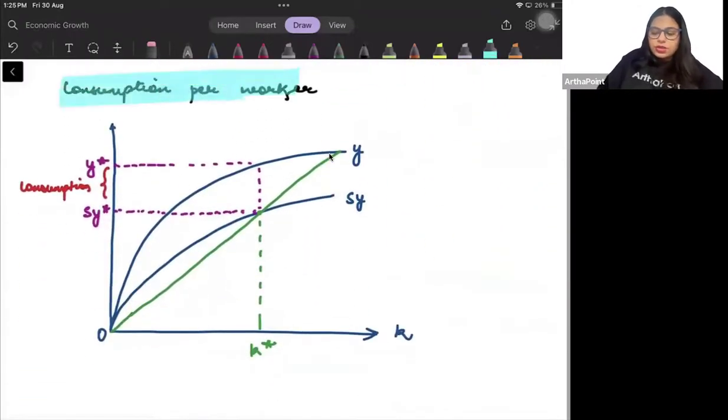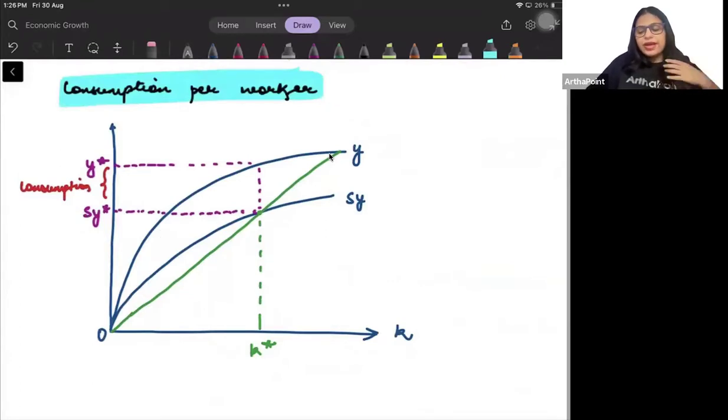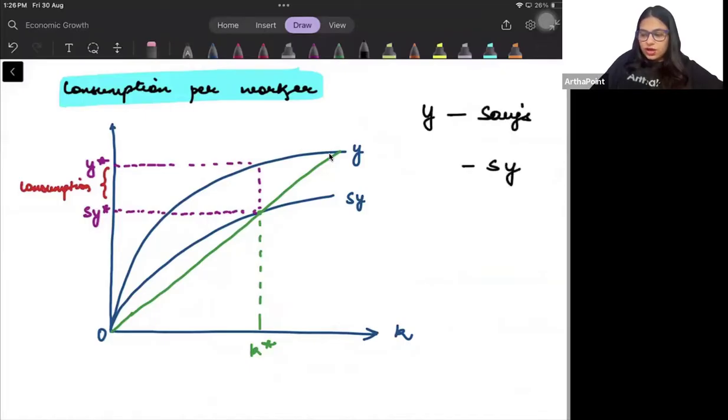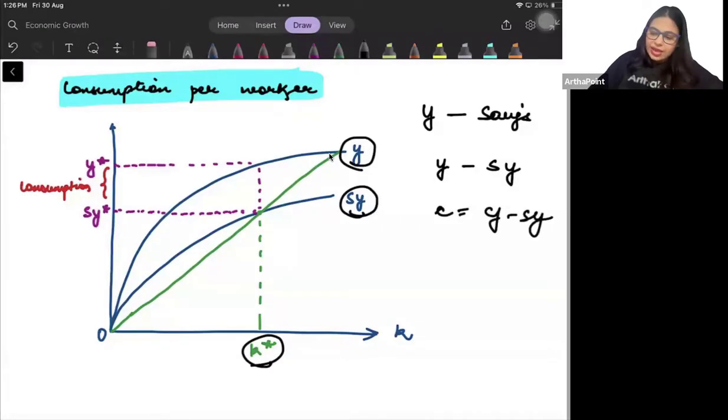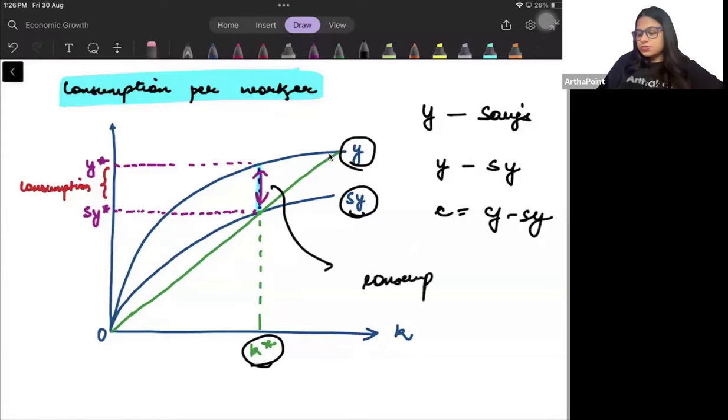Consumption per worker. We can also define something which is known as consumption per worker, and this can be defined as the difference between output per worker minus savings per worker. Savings were some proportion of the output, so the difference between Y and SY at steady state can be called consumption per worker. So this gap represents consumption per worker.